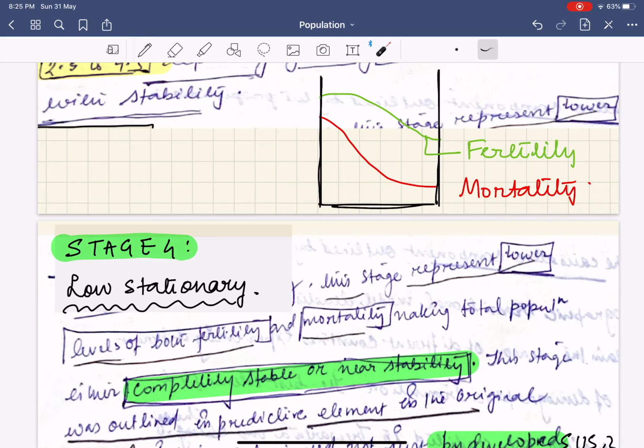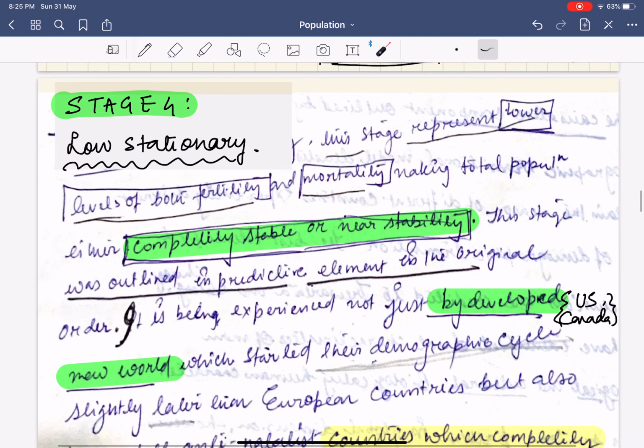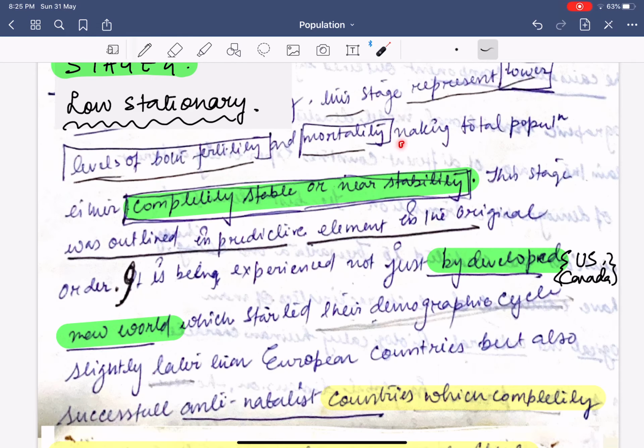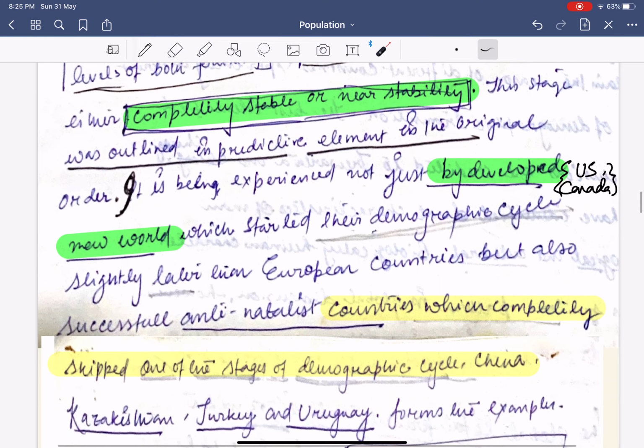But again, over here in the fourth stage, both fertility and mortality decline, which means they are almost at a similar level. Hence the total population becomes completely stable, or near stability. This is being experienced not just by the developed new world.